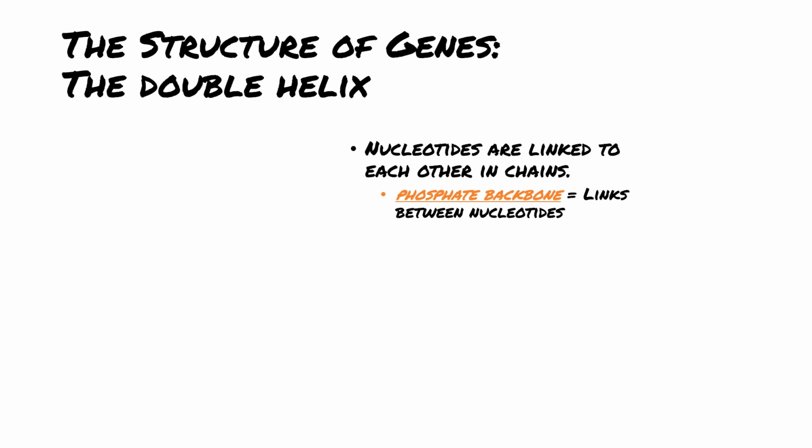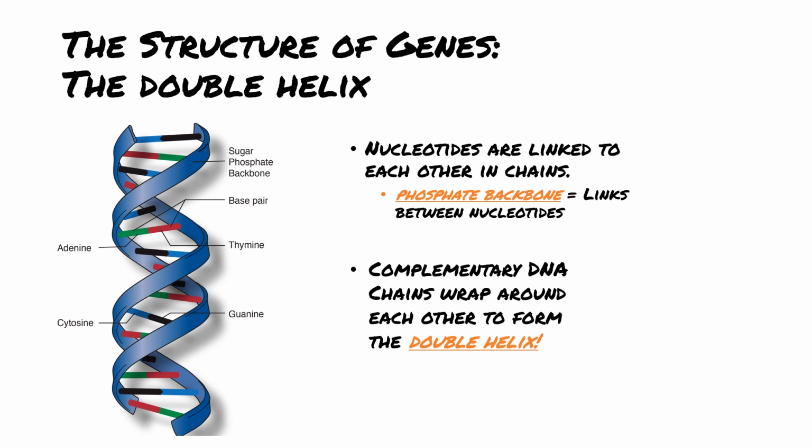Now I mentioned this before, but nucleotides are linked to each other in chains to form DNA, and the links between those chains are known as a phosphate backbone. Now when you have two complementary chains of DNA, they wrap around each other and form a shape that many of you guys might already be familiar with, the double helix.